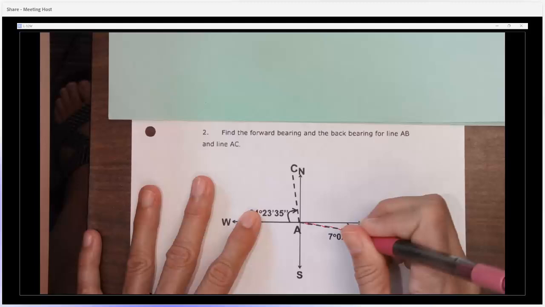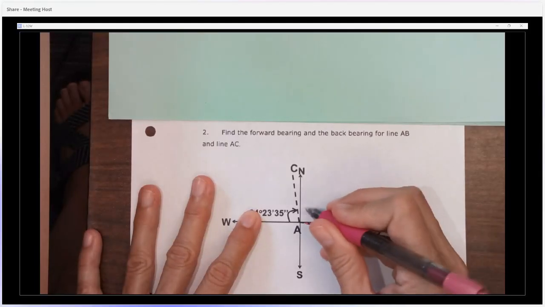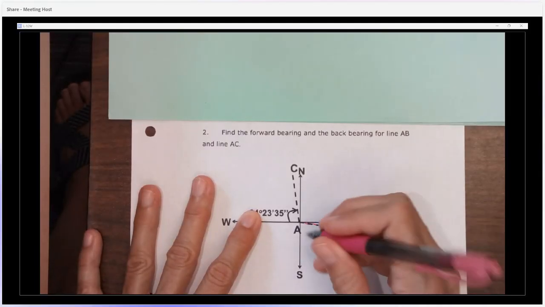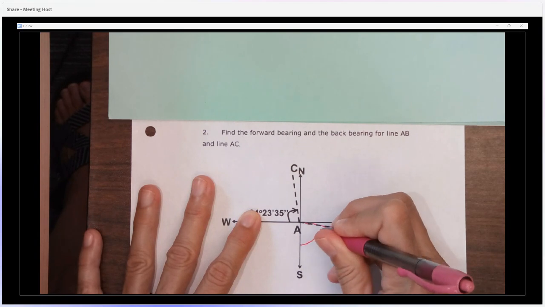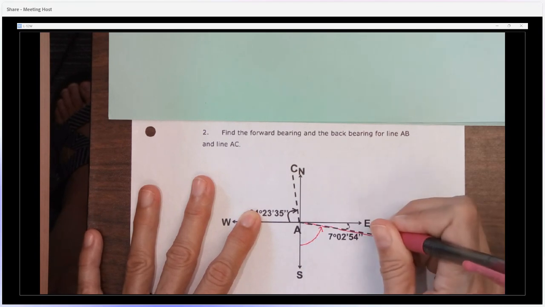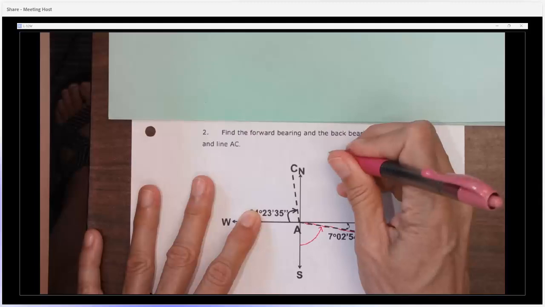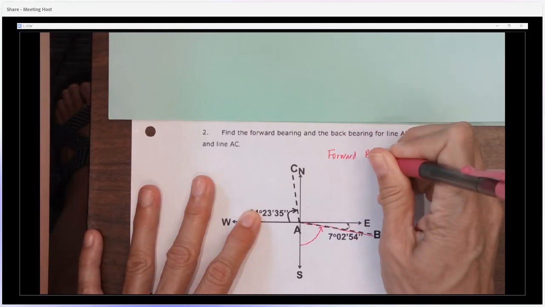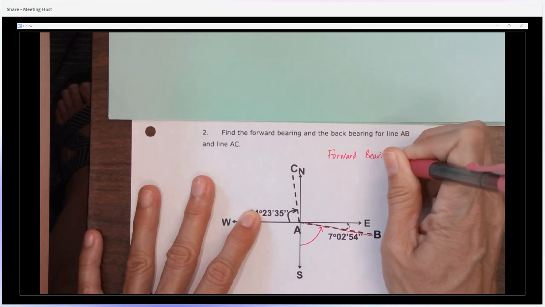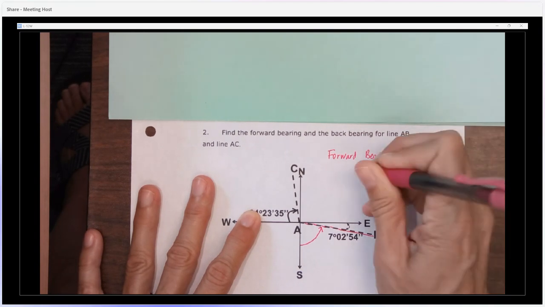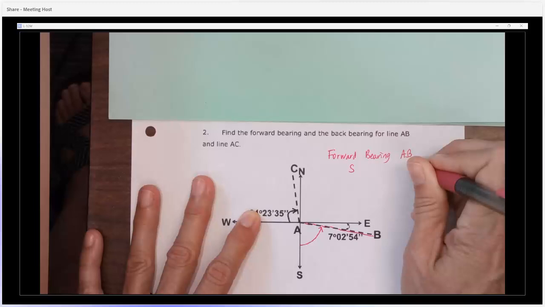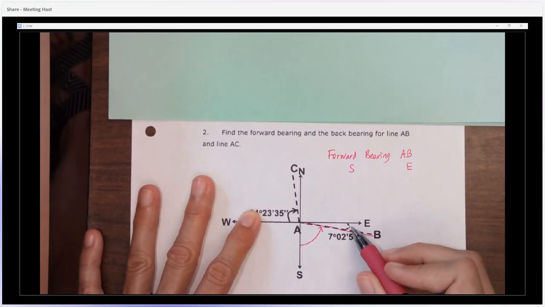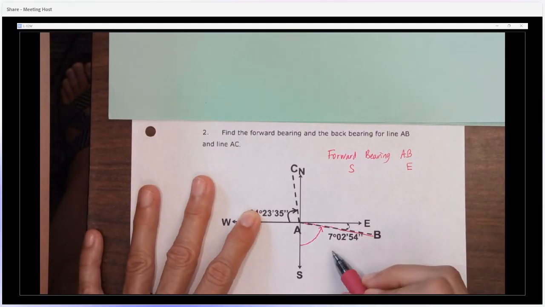So this line here, if we're going to measure it from either north or south and be less than 90 degrees, we're going to have to come from the south and go towards the east. So my forward bearing for AB, I know is going to start in the south and go towards the east. And I can see I know this amount of angle is 7 degrees, 2 minutes, 54 seconds.